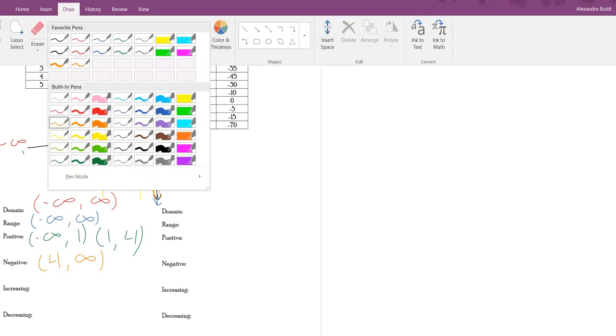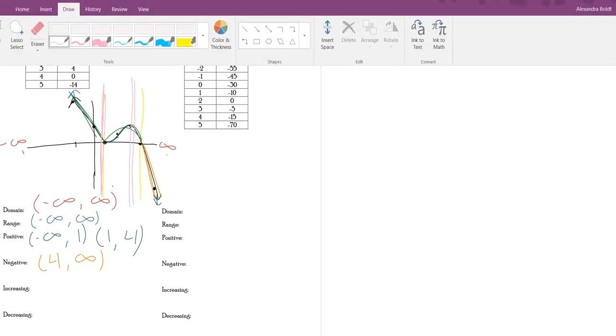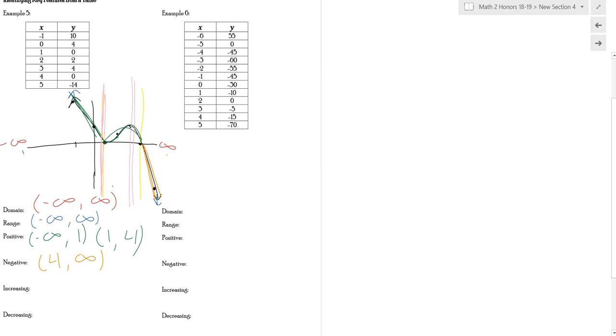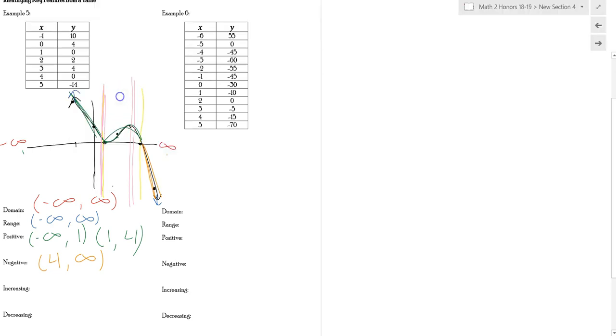Now, for increasing and decreasing, we have to draw lines through our mins and our maxes. So I have a max here, and I have a min here. From the edge of the graph until our first one. Sorry, wrong color. It is decreasing, that's going from a higher point to a lower point. So decreasing from negative infinity until 1.